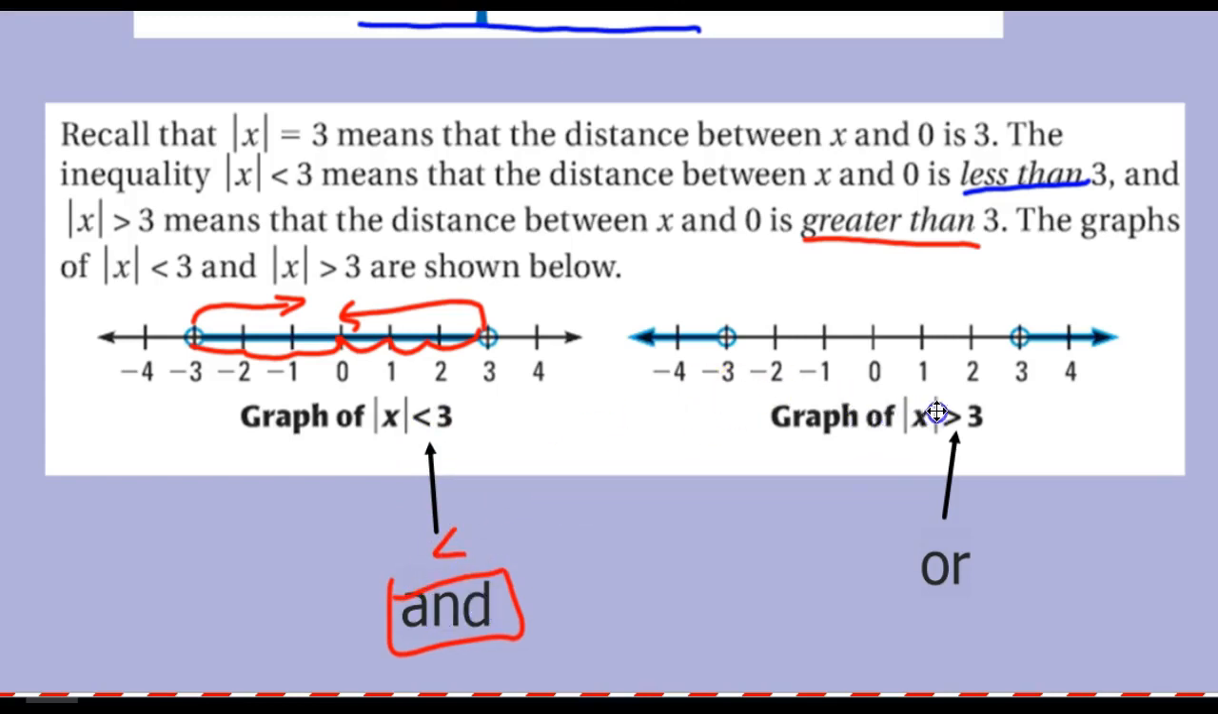Here it says the graph of absolute value of x is greater than 3. We know that we still have two solutions, 3 and negative 3. But for this one, the distance between x and 0 has to be greater than 3. So it could either go to the left or to the right. Greater than 3 or less than negative 3. So this is an OR inequality. So when we see the greater than sign, we know that we have an OR inequality.